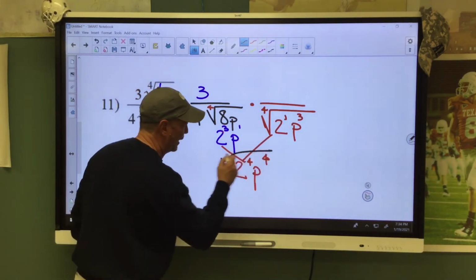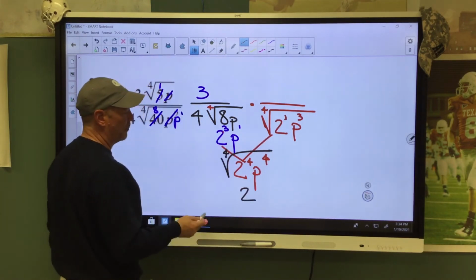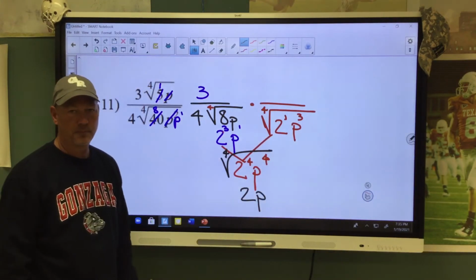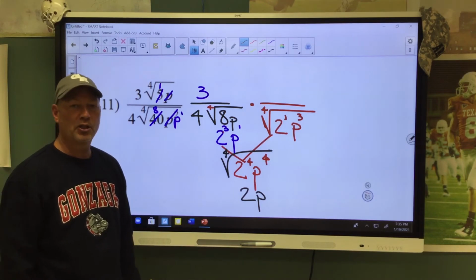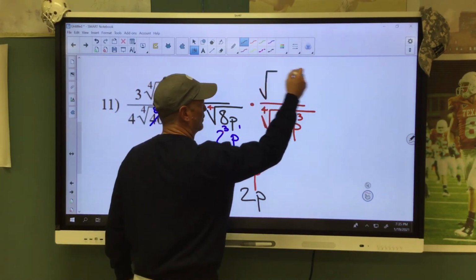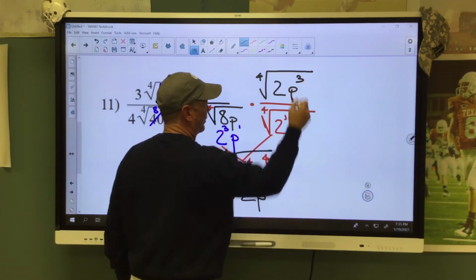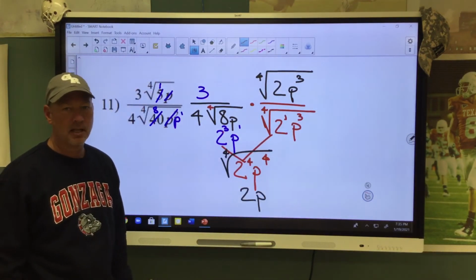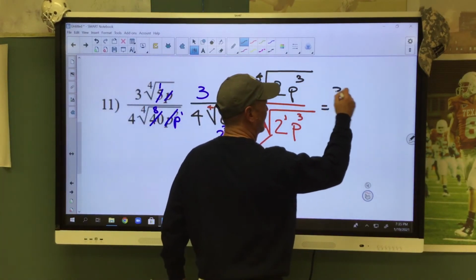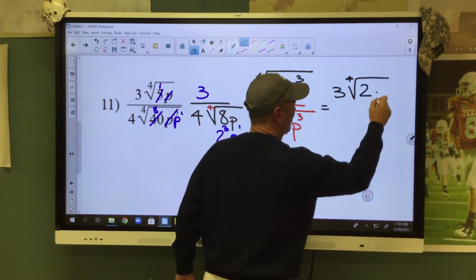Because you're looking at this right now. The root matches the exponent, so a 2 would drop out. The root matches the exponent, so a p would drop out. Whatever you do to the bottom, you had to do to the top. So this is what we figured out to do to the bottom. You have to do that to the top. Okay? Now, so what does that leave me? It leaves me 3 on the outside. That leaves me with the fourth root of 2p to the third.